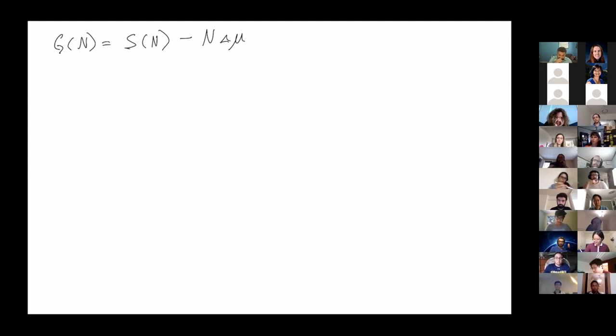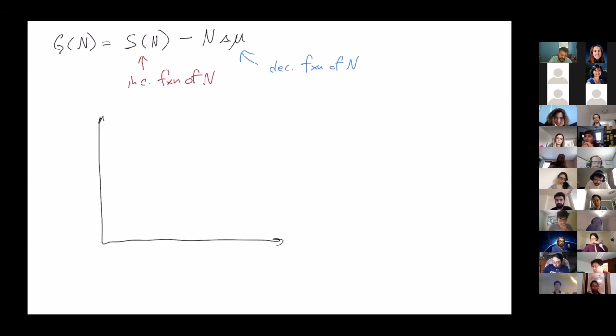Okay. So when I do that, usually what happens, as you can see in the notes if you want, S of n is going to be an increasing function of n, and n delta mu is obviously a decreasing function of n. And so, for example, for a two-dimensional polymer, if you're thinking about surface tension, S of n goes like the square root of n, which is faster than linear for small n and slower than linear otherwise. And so what you get when you add those two functions and you plot the free energy as a function of n is a free energy that looks something like this.